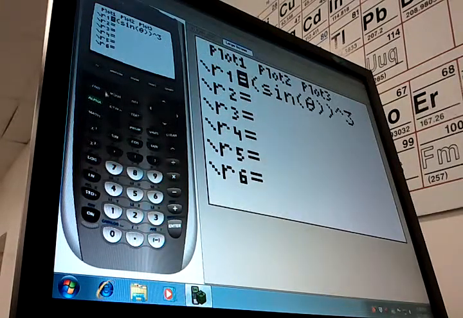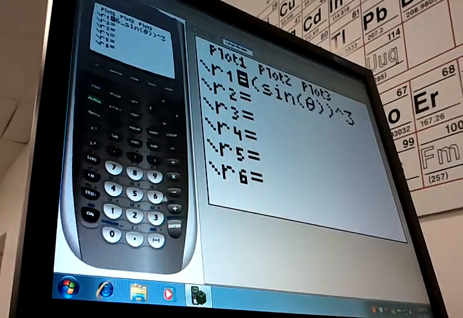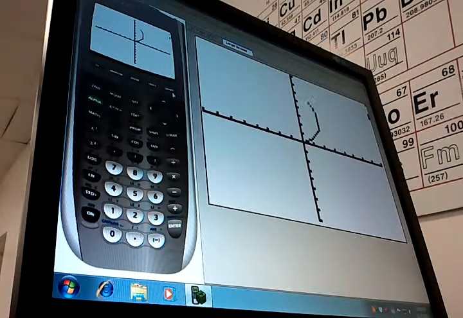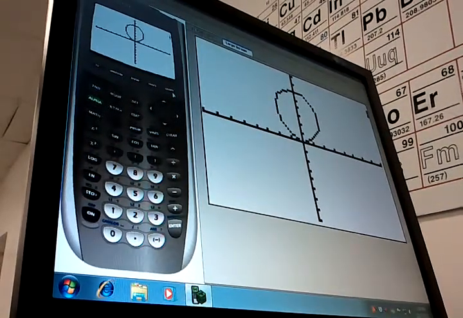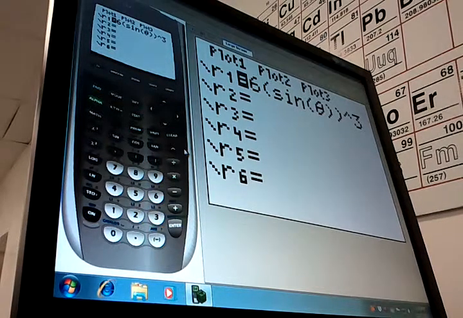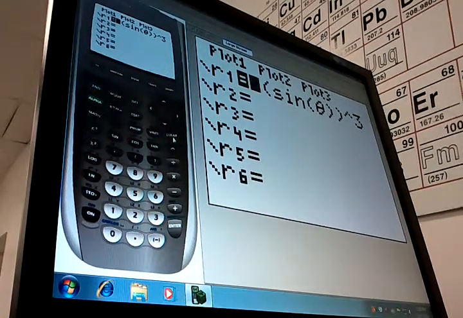All right, let's increase this to like 6. Trying to do the same flower. So there's sine cubed, right? Oh, it's because we're trying to do the one on page 551, figure 12. I think it's a little flame flower. So sine theta plus sine cubed. Oh, that's a cool one.